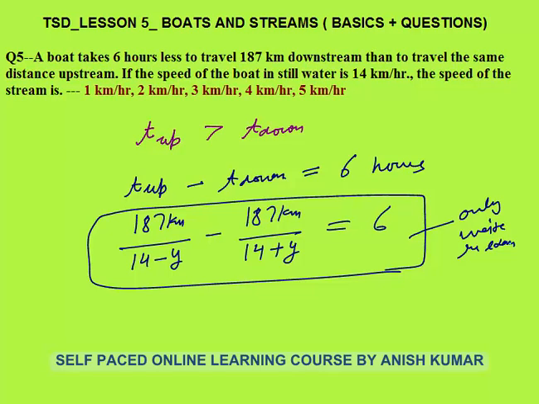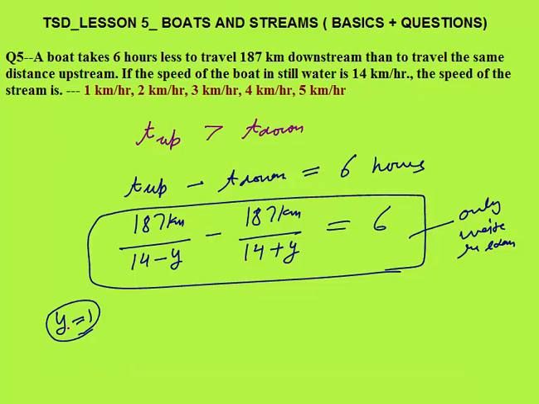Now no need to solve the quadratic equation. You are given the values of y, you can simply put the value of y. Now y value is 1. If y value is 1, you can see that 187 upon 13. Now 13 does not divide it completely. Leave this option. We will first check where the numbers are completely divisible.